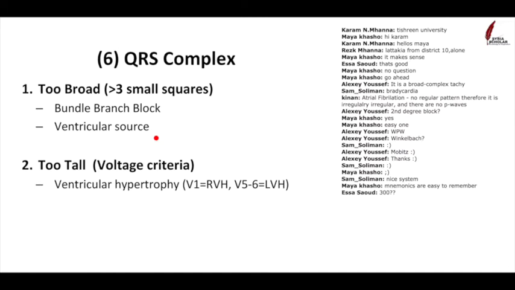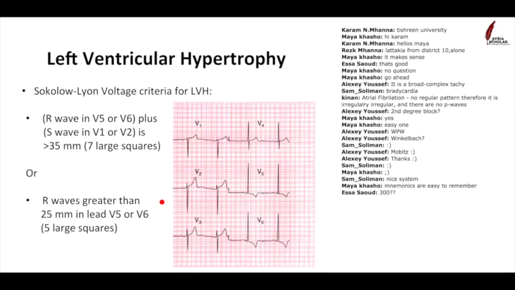So that's what happens when the QRS complex is too broad. The other thing that the QRS complex can do is it can be too tall. And that just means that there's a lot of electricity going through a big mass in the heart. So the heart has become hypertrophied, or the muscles have gotten bigger. And there are two types of hypertrophy. Either we can have a left ventricular hypertrophy.